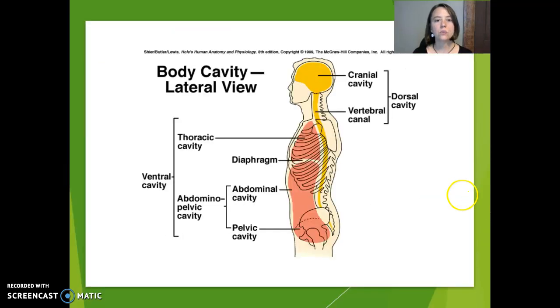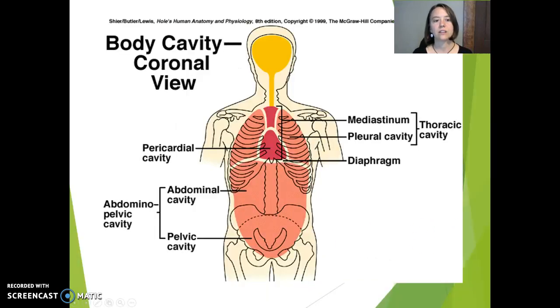So looking again, we have our dorsal cavity and our ventral cavity. So the thoracic cavity, the diaphragm separates that from the abdominal cavity and the pelvic cavity. Looking at it from a coronal view or frontal view, again, your dorsal cavity and your ventral cavity. And here you can see the pleural cavity and the pericardial cavity.